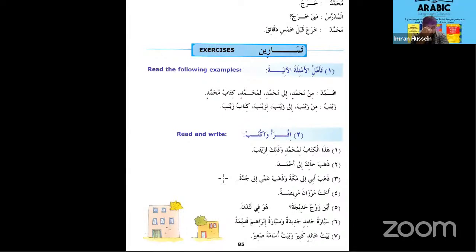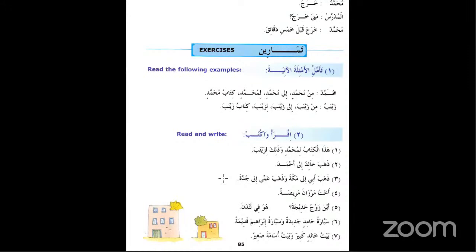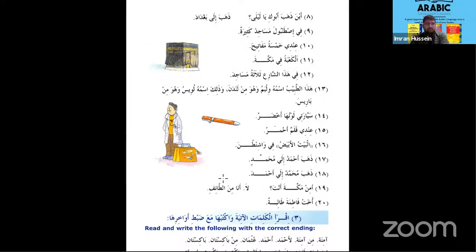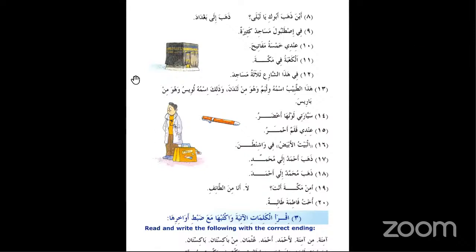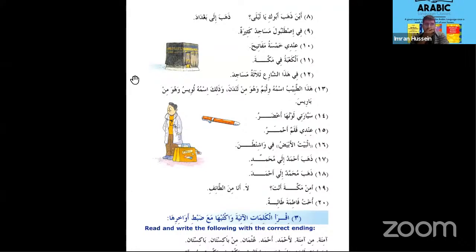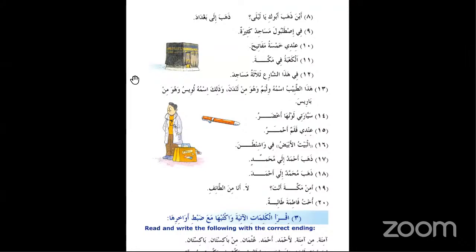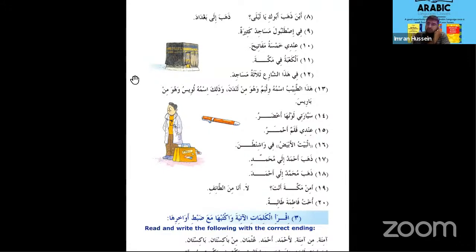Baytu Khalidin kabirun, baytu Usamata saghirun. The house of Khalid is big, and the house of Usama is small. Number 8. Aina zahaba abuki ya Layla? Zahaba ila Baghdad. Where did your father go? He went to Baghdad. Excellent. Sister Zainab Sharif, can you do 9, 10, and 11?